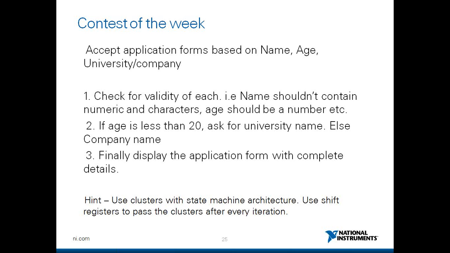Then, using a state machine architecture, check the validity of each of these, such that the name should consist of alphabets only, with no special characters, and age should be a single or double-digit number. Based on the age, either the university or the company option should be highlighted. If your age is less than 20, ask for the university name. If it's more than that, ask for the company name. Finally, display your complete application, and you're free to use any sort of creativity in creating this application form.